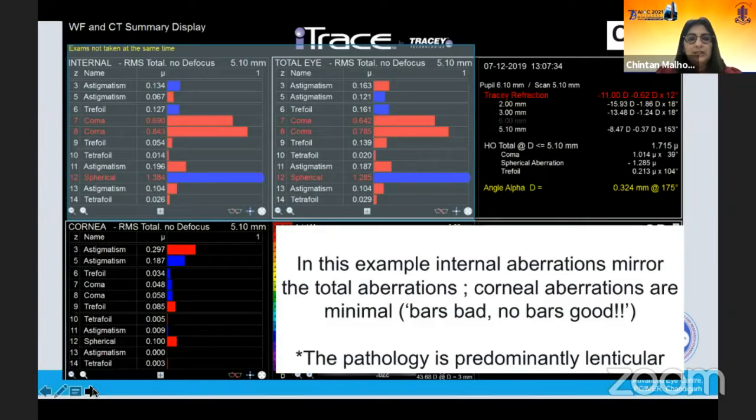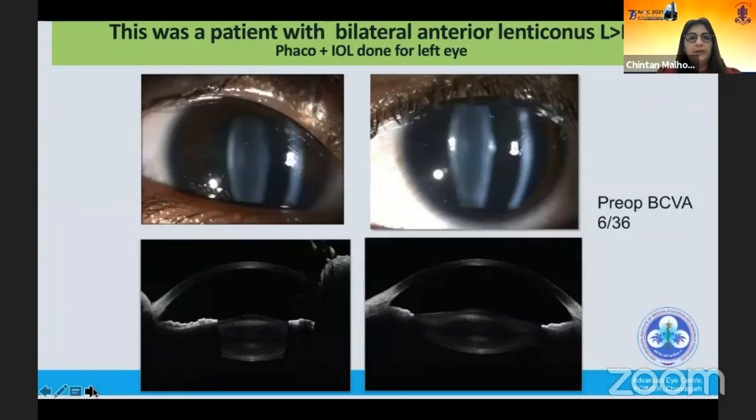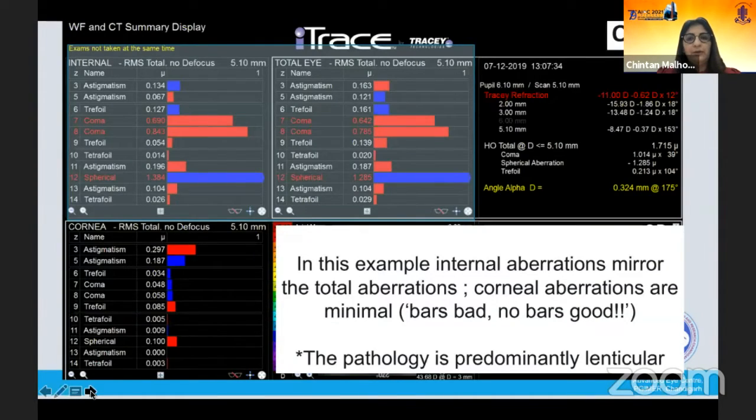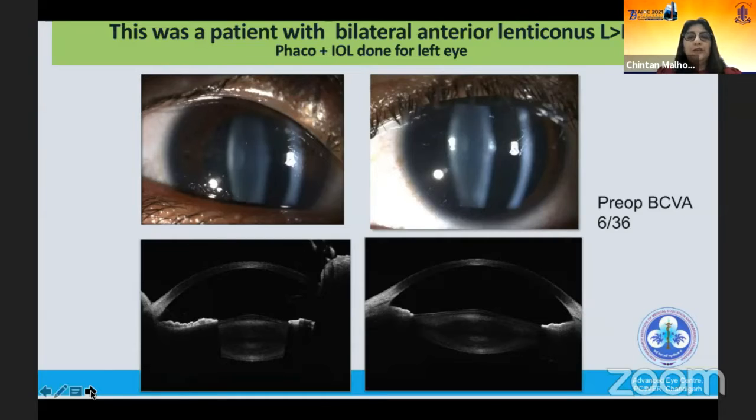Digressing from the Chang analysis, just to give this a bit of a clinical perspective. In the image that I have shown, with the predominantly lenticular aberrations, this was a patient with bilateral anterior lenticonus, as can be seen clinically as well as on the ASOCT. And he had a preoperative best corrected visual acuity of 6/36, probably because of the extreme degree of aberrations and the high refractive error.